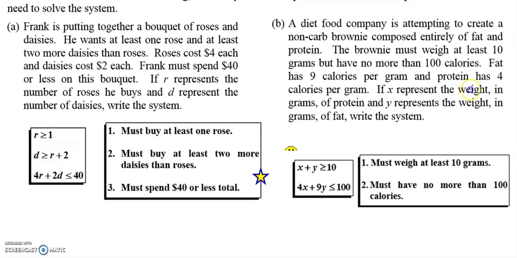X represents the weight in grams of protein, and Y represents the weight in grams of fat. Now what do we know about the weight? It had to be at least 10. So if we took the weight of one plus the weight of the other, that had to be 10 or greater. Okay. Then it told us the total calories. So now we had to apply calories to those numbers of weight. So 4 calories times the weight plus 9 calories times the weight. If we added all that together, it had to be less than or equal to 100. So again, kind of difficult. Hopefully you did okay on those.